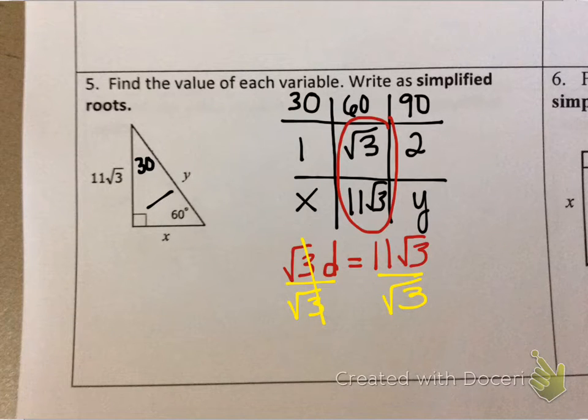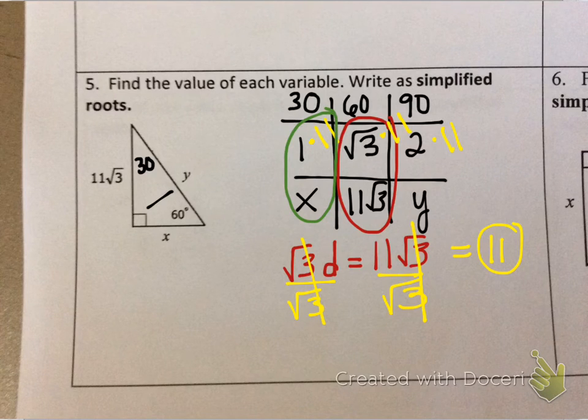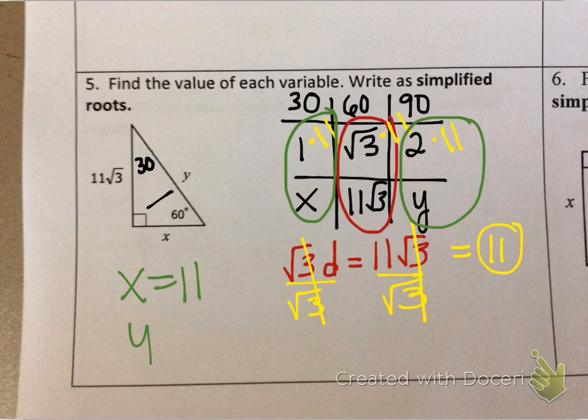So your dilation is 11 root 3 over root 3, and the root 3's cancel out. So the dilation here is just 11. So you're multiplying every column by 11. Your scale factor here is 11. So in order to find x, you look at the first column. It's just 1 times 11, so x is 11. And if you look at the third column, y is equal to 2 times 11, so y is 22.